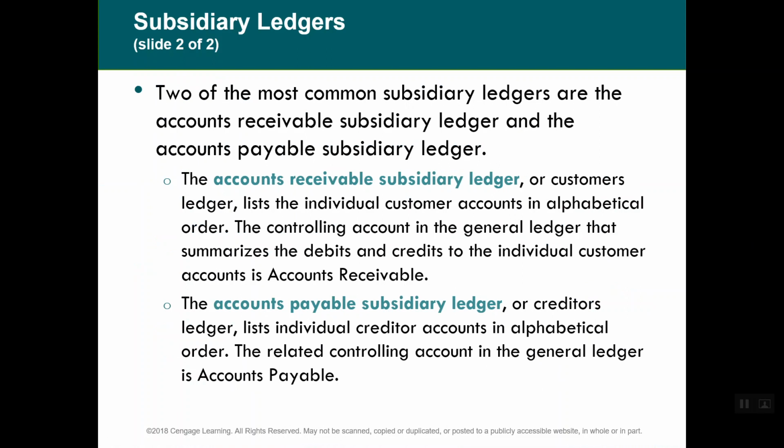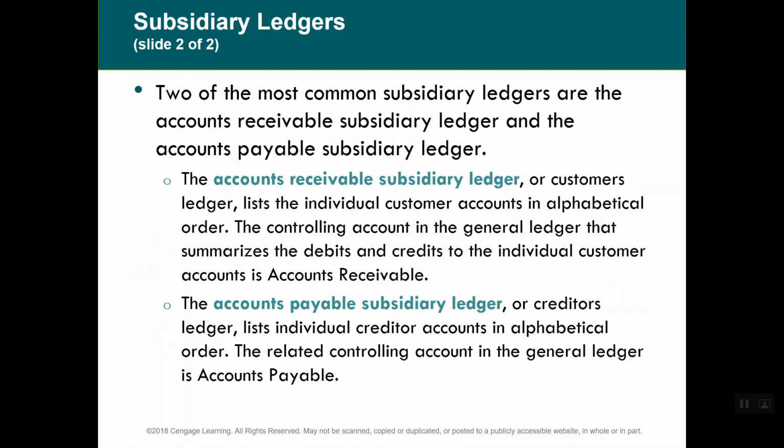That subsidiary ledger is set up in alphabetical order. Anytime someone does business with us, we post that to their specific subsidiary ledger. So if we provide them a service on account, it goes into that subsidiary ledger. If they make a payment to us, we finally receive that cash, we post it to their subsidiary ledger as well.